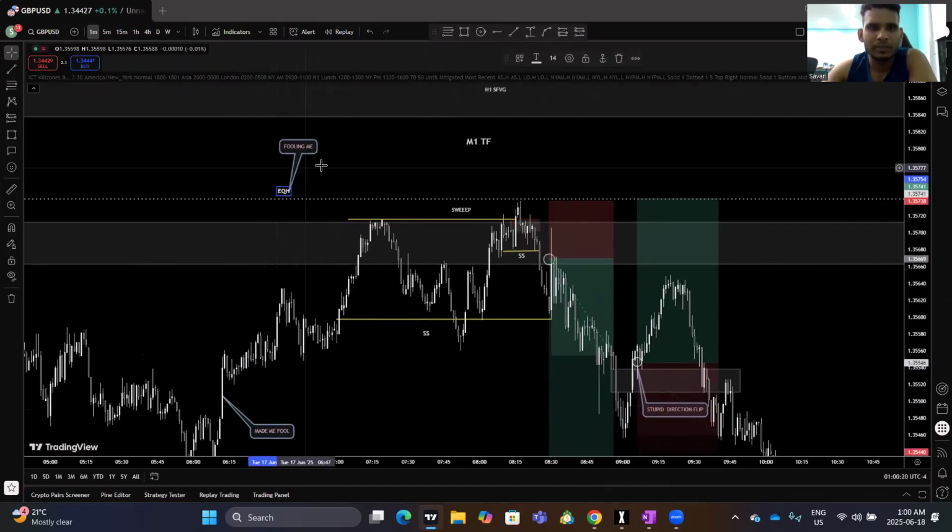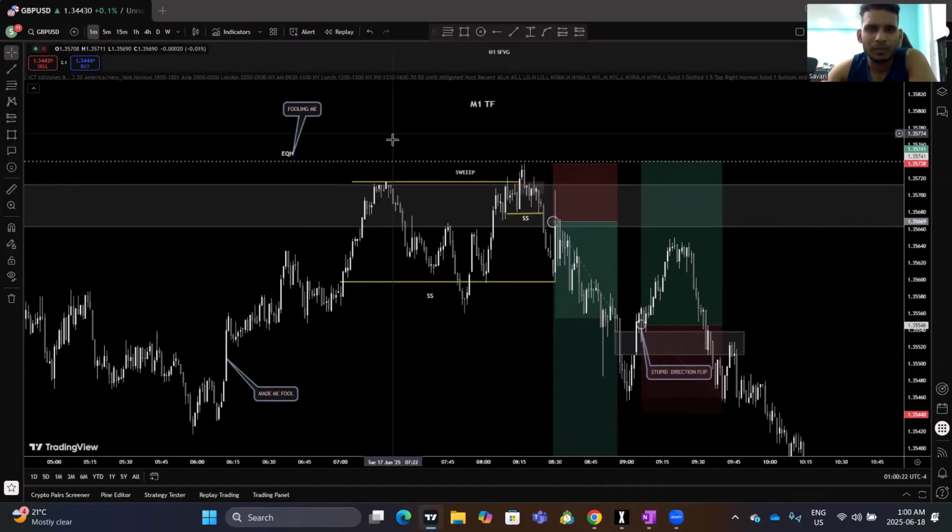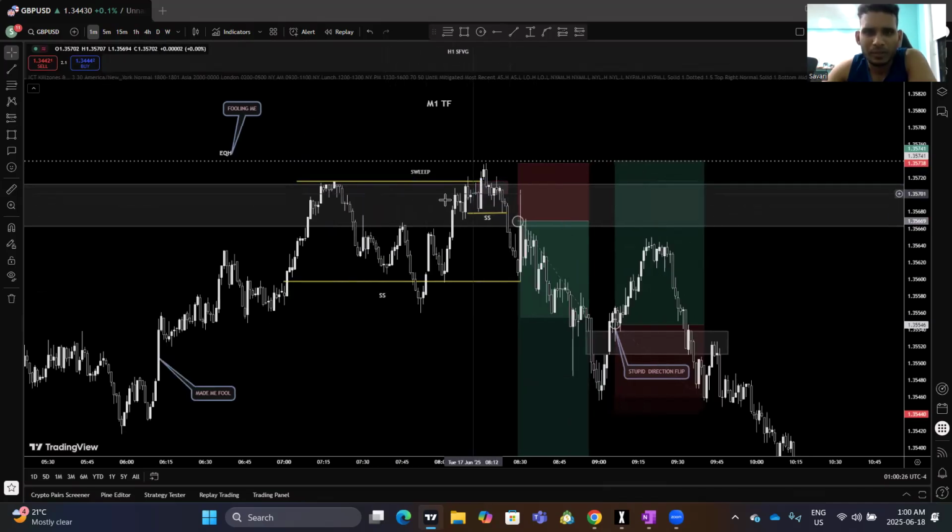So, equal highs. This is where I get confused. First leg going higher, sweep the high. The first time sweep, there is no displacement. The second time sweep, there is a displacement. There is a structure shift, and the fair value gap flipped.